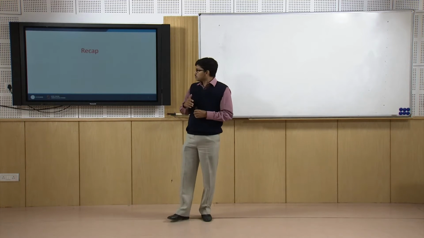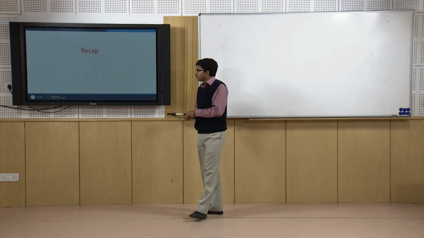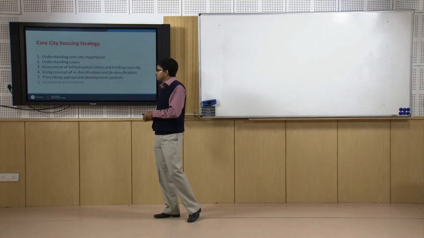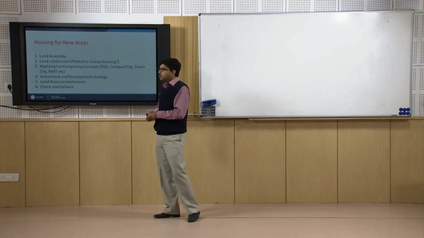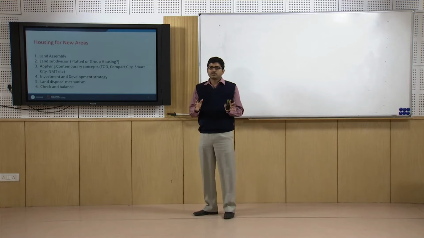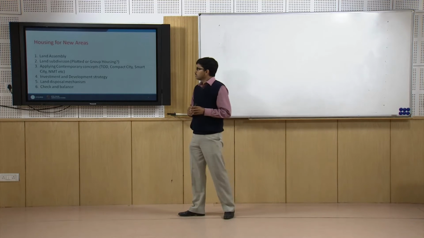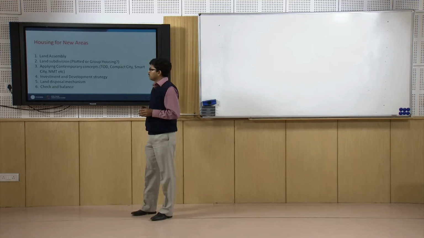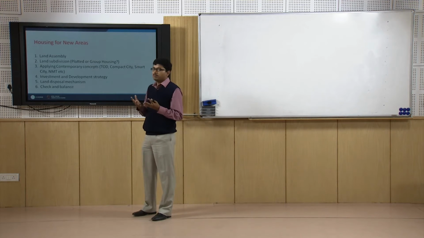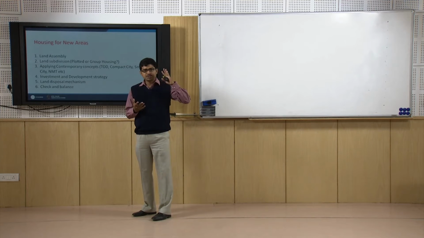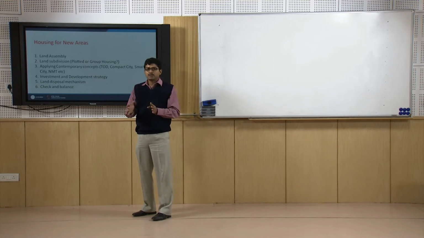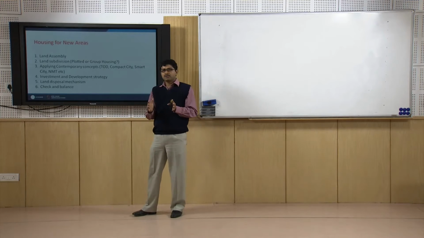Now we will go to the discussion on the next part, which consists of the housing for the new areas. New area housing is different from housing in the core city area. In the new areas, the first element that comes to mind is land availability. In the housing strategy discussion, we already discussed that the land availability exercise is very important.